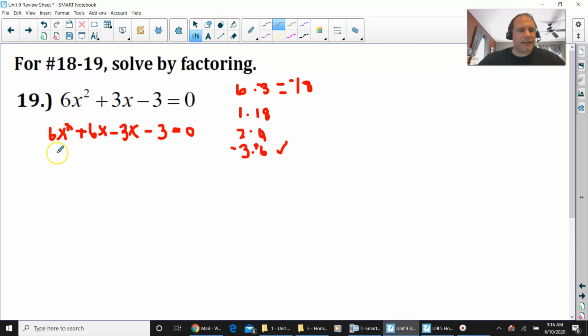Once I'm finished with that, I'm just going to take the greatest common factor of the first two terms. And I notice that 6 is the greatest common factor as far as the numbers go. X is the greatest common factor of the variable. So 6x times what equals 6x squared? 6x times x. And 6x times 1 equals 6x. That's pretty easy. So now I'm going to factor out a negative 3, because that's the greatest common factor. Negative 3 times what equals negative 3x, and negative 3 times what equals negative 3. That is nice and easy.